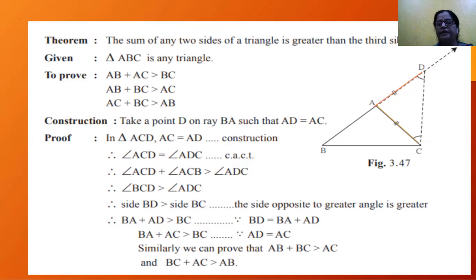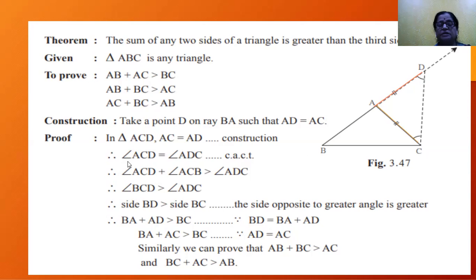Here one construction is done. Point D is taken on the side AB, and we make the distance AD equal to AB. Sorry, AD is equal to AC. This AD is whatever distance we take, that is equal to this AC. So here one triangle is formed, triangle ACD. In this, side AD is equal to side AC.